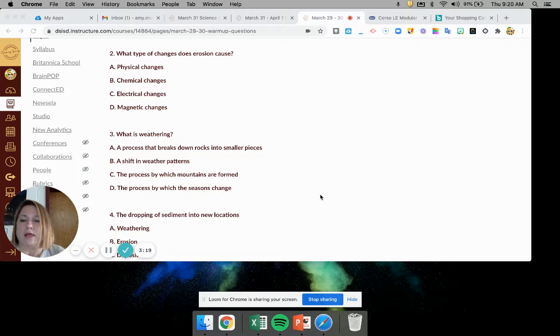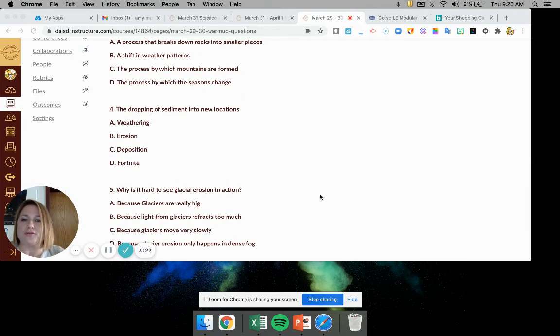Number 4, the dropping off of the sediment into new locations. And that is, the root word is deposit. That is C, deposition. So weathering breaks it down, erosion moves it, deposition is where it stops moving.